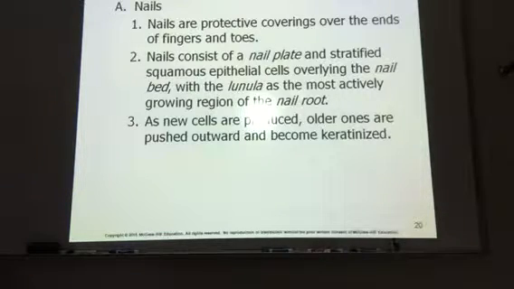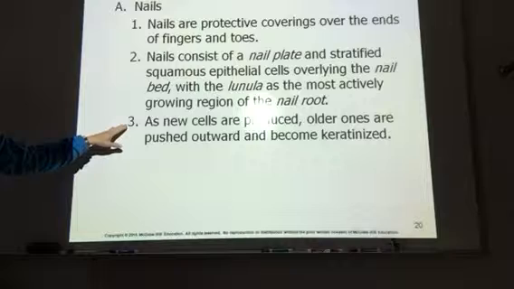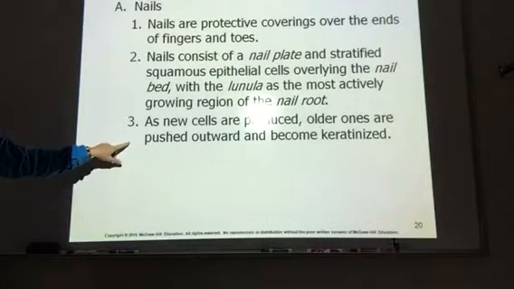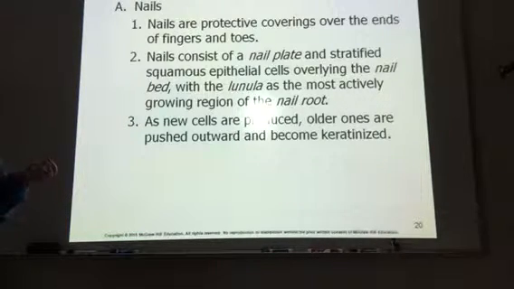The lunula is the lighter part. It's the most actively growing region. Just like your hair and just like your skin, it's going to grow from the bottom out. So the nail root is at the bottom of your fingernail, and that's where most growth actually takes place. As new cells are produced, very similar to your skin, older ones are pushed outwards and become keratinized.